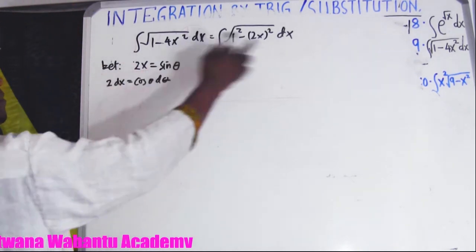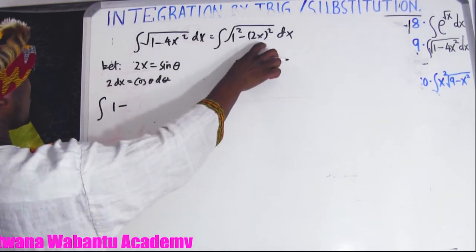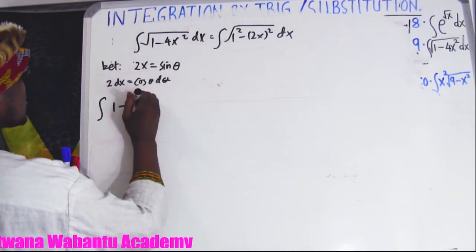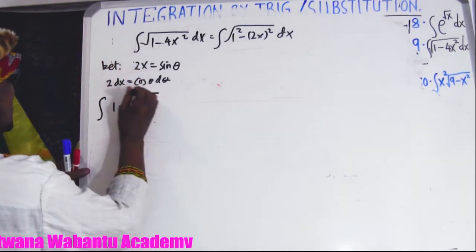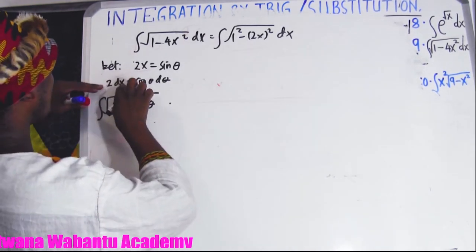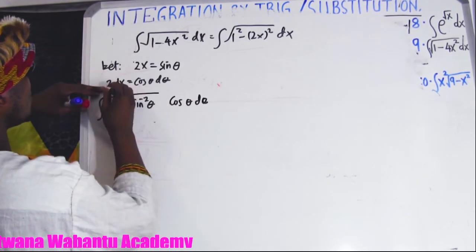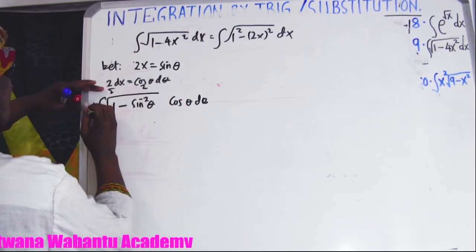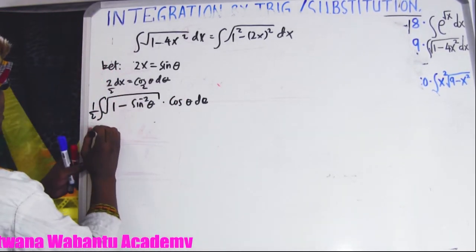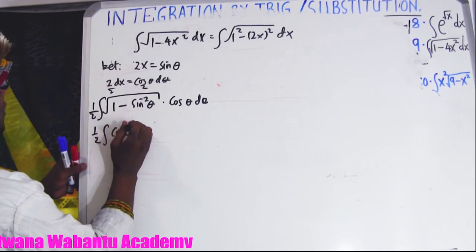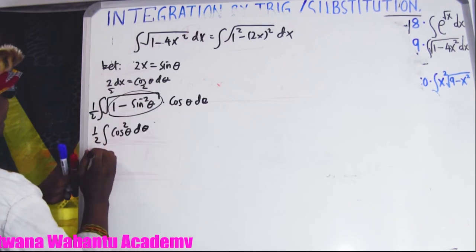Okay, so now we have to replace everything. So now integral of square root of 1 minus 2x squared. What is 2x? 2x equal to sine theta, so it's going to become sine squared. And then what is dx? dx equal to cos theta d theta, but over 2, so I can take the 1 over 2 out. Okay, 1 minus sine squared equal to cos squared. So let me say 1 over 2 integral of cos theta times cos theta, which is going to be cos squared theta d theta.